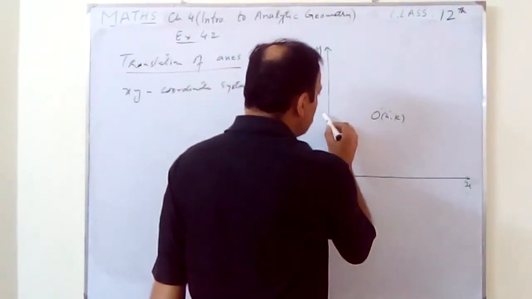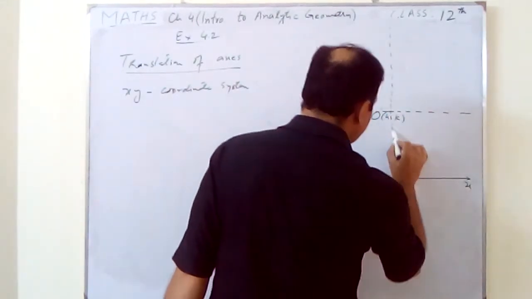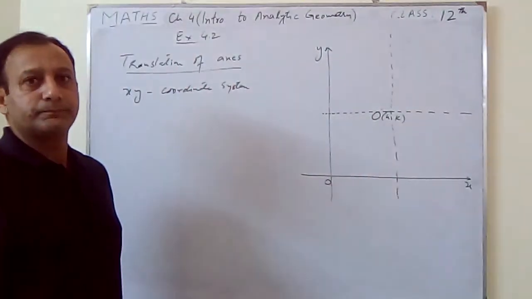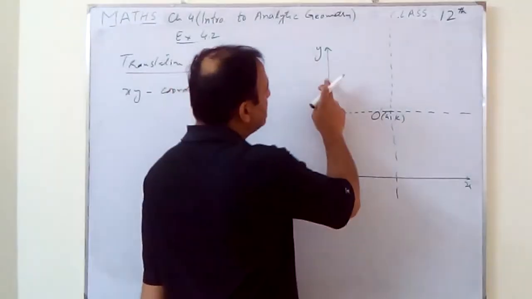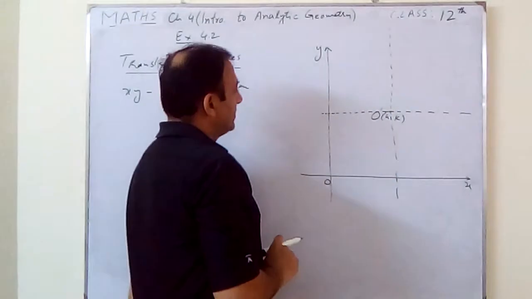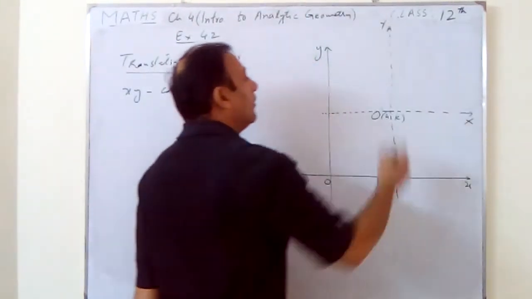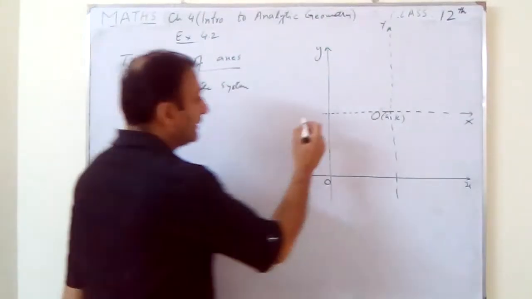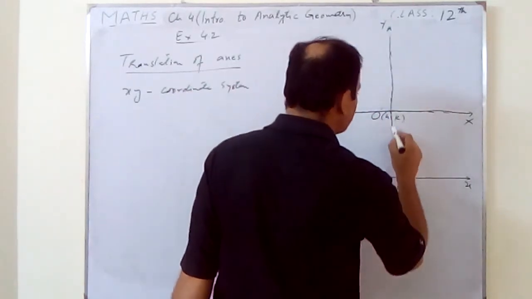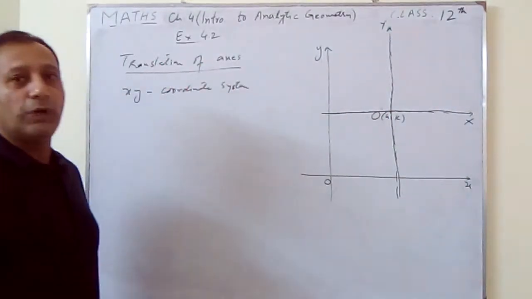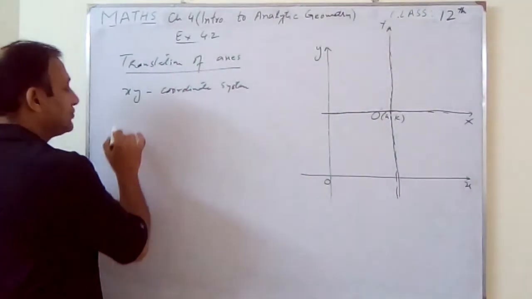This point, we draw two perpendicular lines. This line is parallel to x and this line is parallel to the y axis. So we write this is capital X and this one is capital Y. Now these are the new axes, and this is called translation of axis.